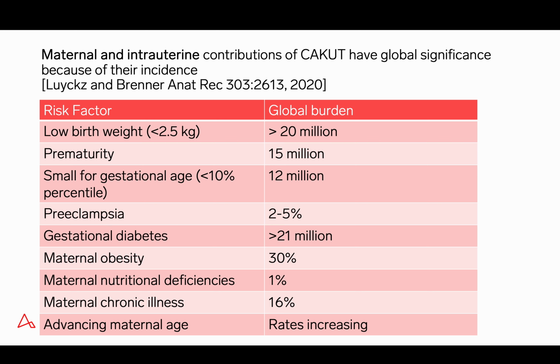Maternal and intrauterine contributions are extremely important because of their global incidence. If you look at low birth weight, for instance, over 20 million people are affected by that. Prematurity, 15 million. Going further down, gestational diabetes, over 21 million. Maternal obesity, 30%, and so forth. So these maternal and intrauterine contributions are extremely important, not only in the U.S., but also globally.